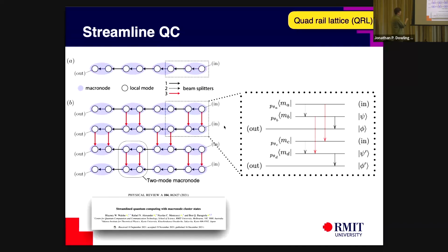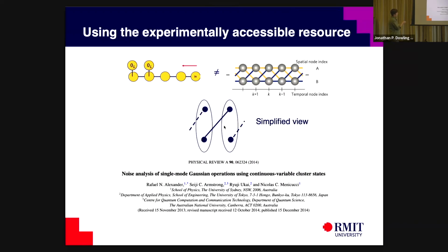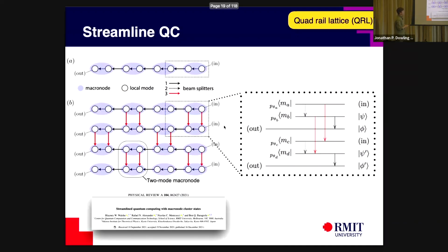And this is what this simplified view is showing you. But essentially, this paper showed how to measure the macro node wire in order to teleport the information and in order to do operations. So we know how to do that. But let's look at the two-mode states. How do you do it for these two-mode states that are really complicated? So this is the two-mode macro node.